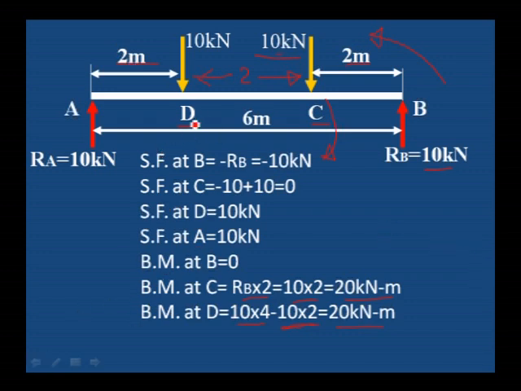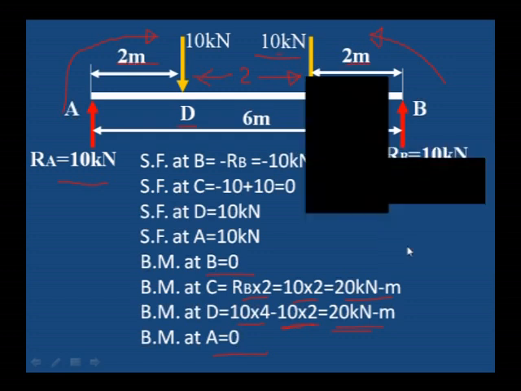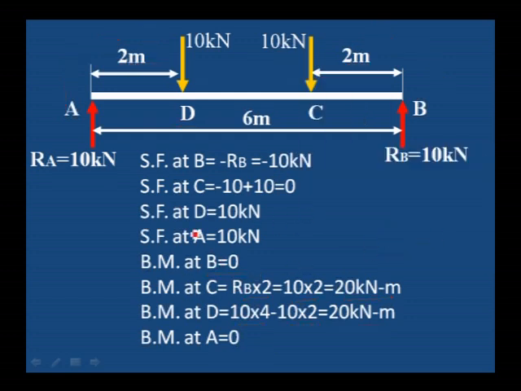Or we can calculate the bending moment at D from the left side, that is RA into distance, 10 into 2, 20. We can calculate the bending moment from the right side or the left side. Bending moment at A point is 0. Bending moment at B is 0, bending moment at A is also 0. Now we have the values of shear force and bending moment at salient points A, D, C, B.